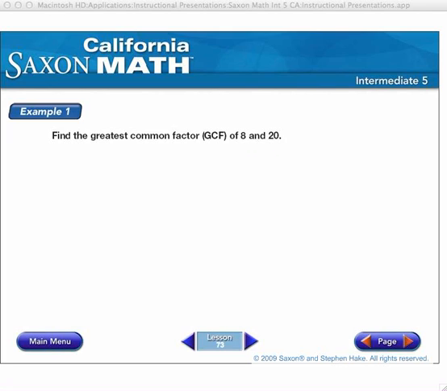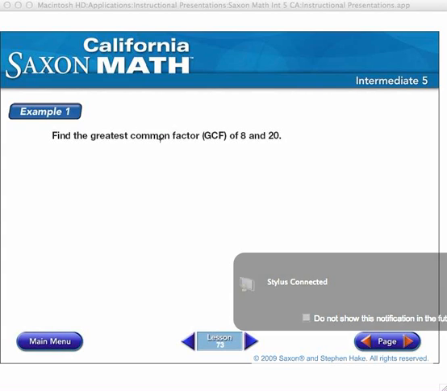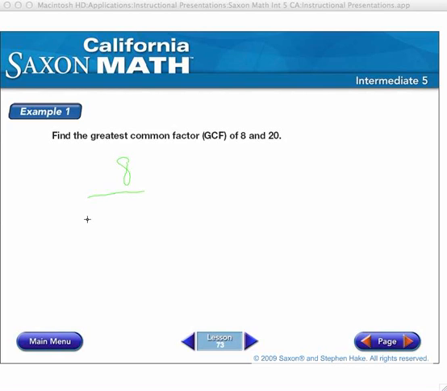I want to find the greatest common factor, or GCF, of 8 and 20. So the first thing I need to do is find, I need to list all of my factors of 8 and all of my factors of 20. So 8 has 1 times 8 and 2 times 4. The factors of 20 are 1 times 20, 2 times 10, and 4 times 5.